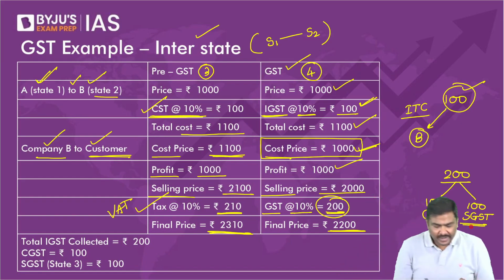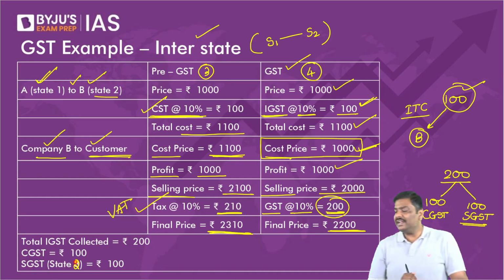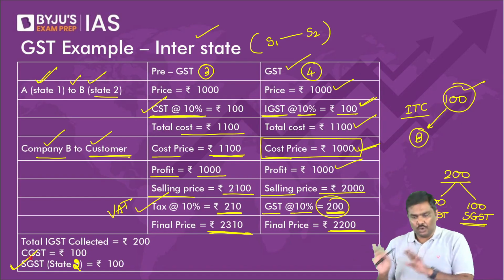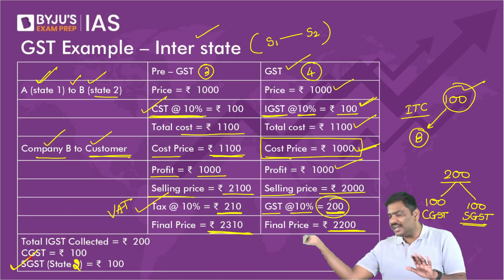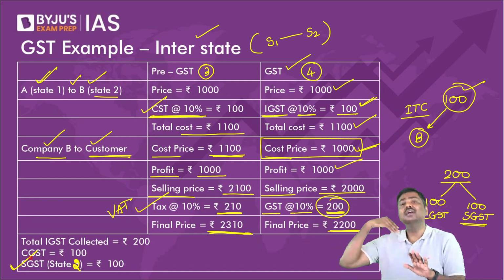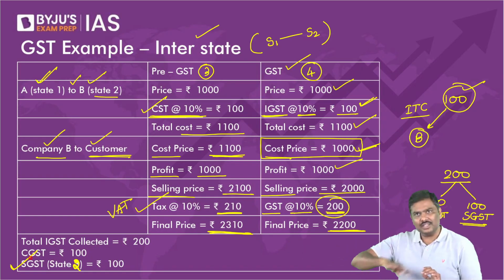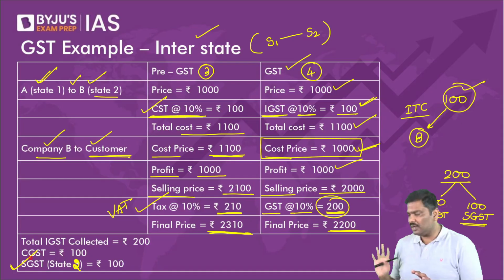All of you will agree? It will simply go to state 2, where the consumption of the good has taken place. Please look at it and tell me, don't you think that under GST, even when interstate trade and commerce is happening, the input tax credit will be provided, there is no cascading effect, and the tax burden on the customer would be lower?